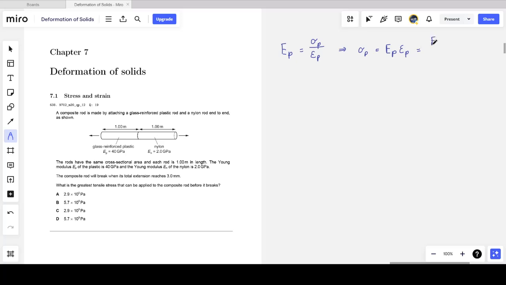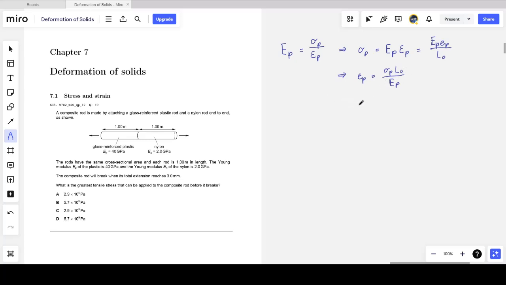So this is the Young modulus for plastic times the extension for plastic, which we don't know how much of the 3 millimeters it is going to contribute, divided by the original length, which we simply call L0, because it is the same for both halves of the rod, 1 meter in original length. And so what this means is that the extension for plastic can be written as the stress that plastic undergoes times the original length divided by the Young modulus for plastic.